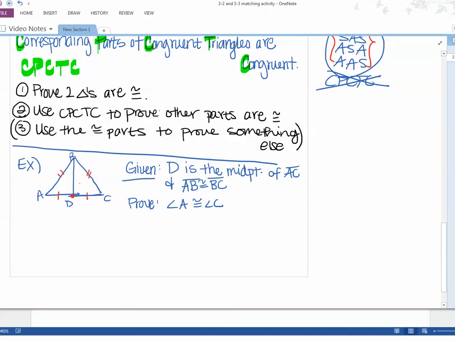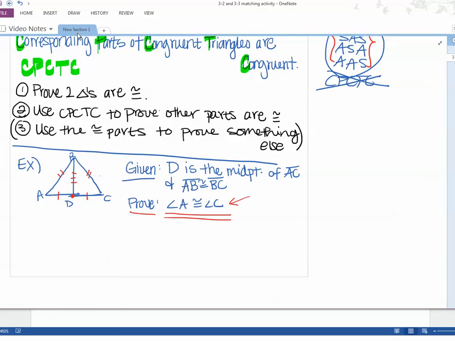All right, so what are we going to use? Well, we have a reflexive side here, so that's going to be side, side, side. So for this particular case, I'm going to do a side, side, side proof. Then I could use CPCTC, corresponding parts of congruent triangles are congruent, to show that angle A is congruent to angle C. That's what I'm trying to prove right here. Don't think that you have that to use to prove the triangles are congruent. This doesn't exist yet. They're not giving that to us. It's not true. Just pretend it doesn't exist right now.